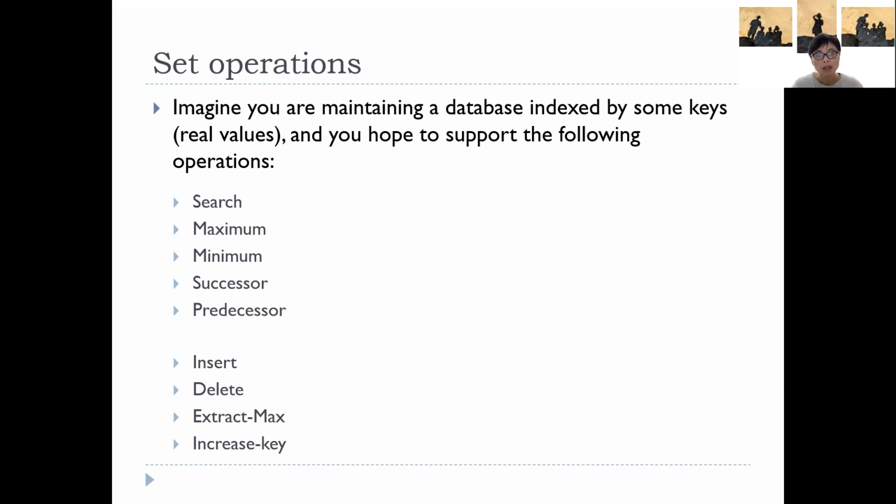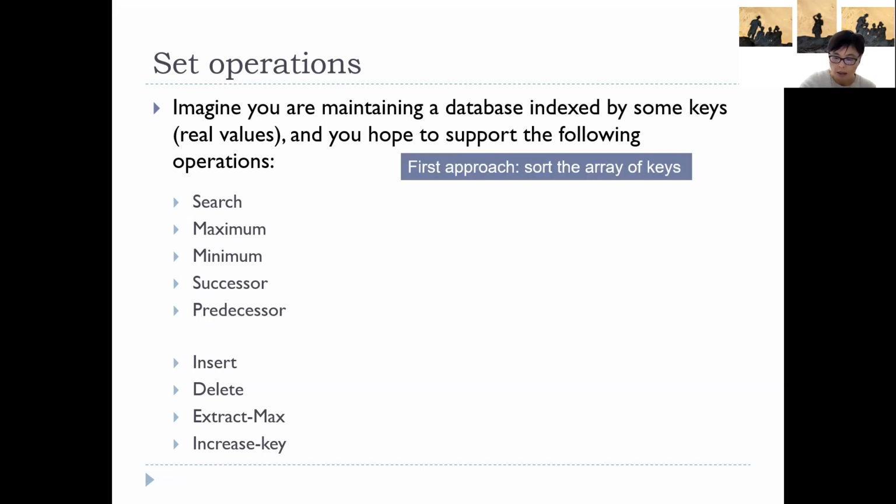And let's say that you're also interested in the so-called dynamic operations, which are the following. You may want to insert a new key, a new record, into your database. You may want to delete an existing one, or you may want to find the one which has the maximum key value and remove it. These operations are called dynamic operations because they change your database, while operations like what we've seen before, like searching for a specific element, are static operations because they do nothing to your database. Your database remains intact.